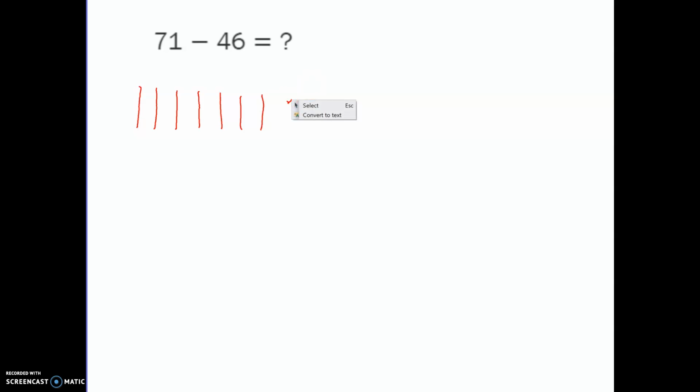And I'm going to make 1 cube. Let me make that a little bit better. Not going to be a cube, it's just going to be a dot, not that big. There we go. Now I have 71.